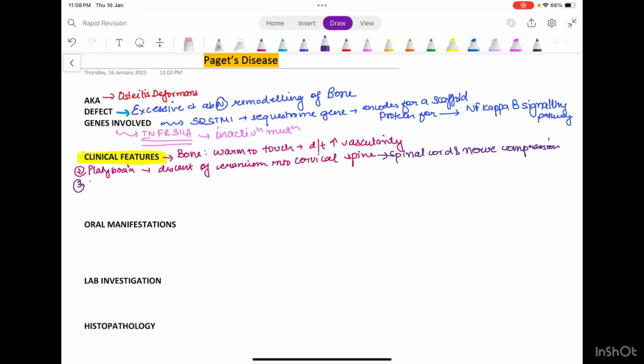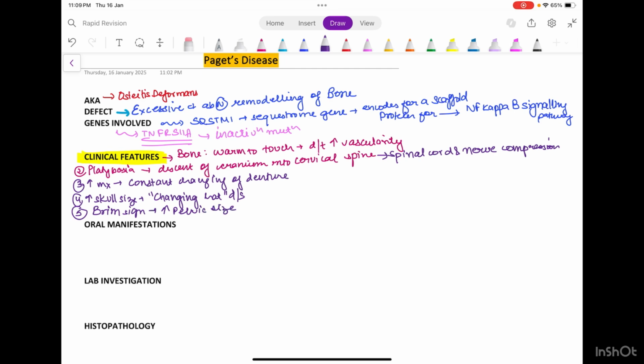Then there is increased maxilla, so constant changing of denture, plus there is increase in skull size, so it is also called changing hat disease. Then you will see brim sign, that is increase in pelvic size.